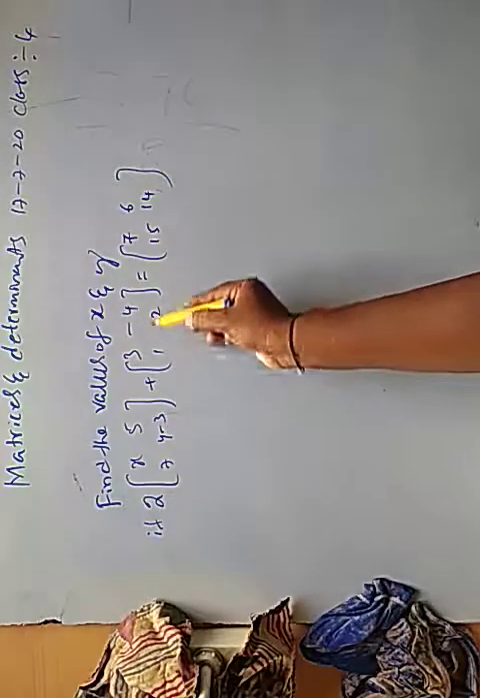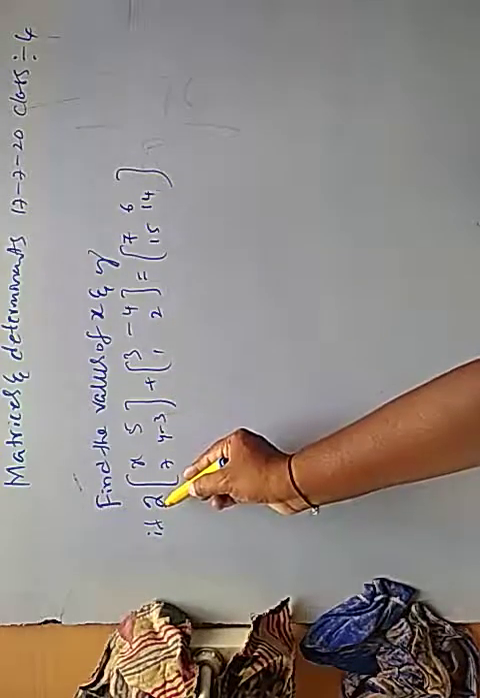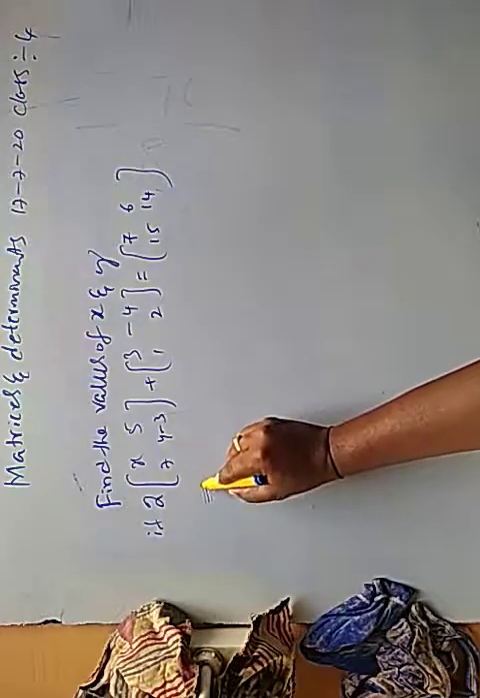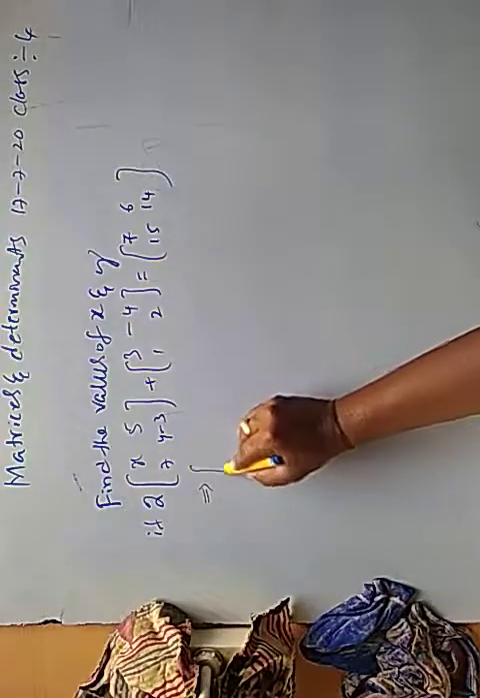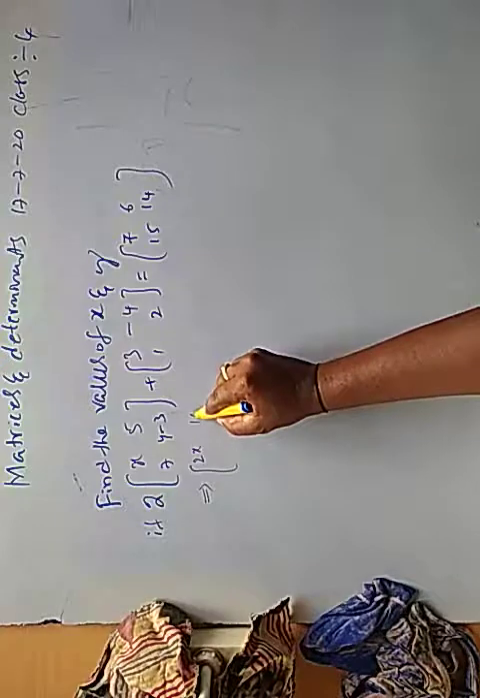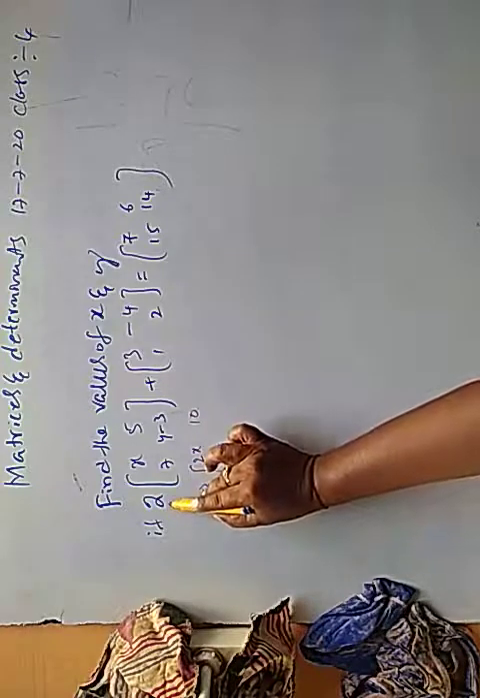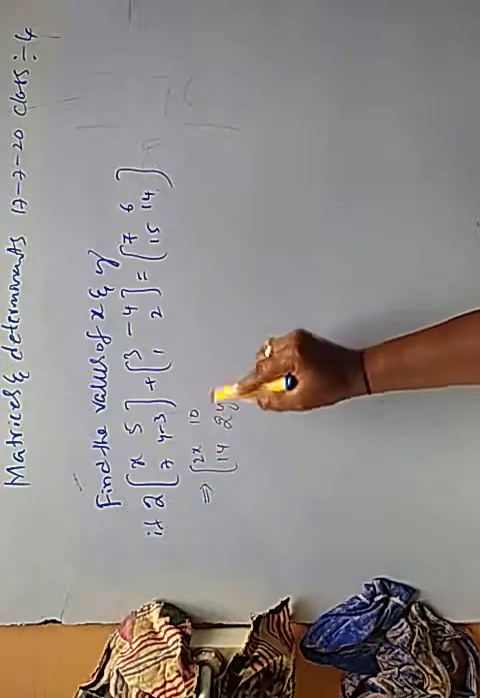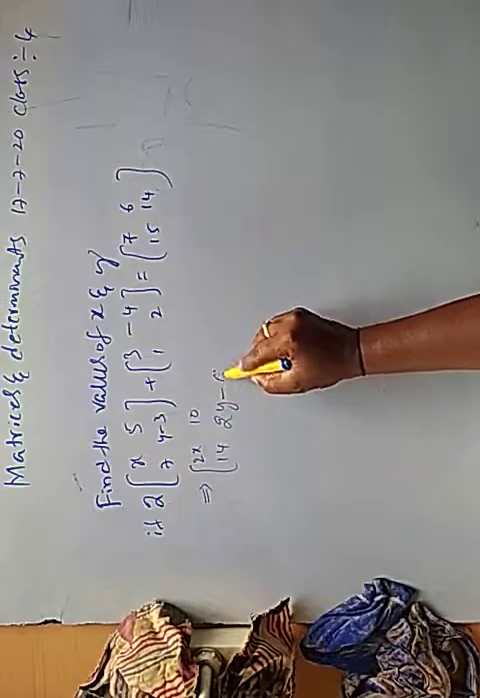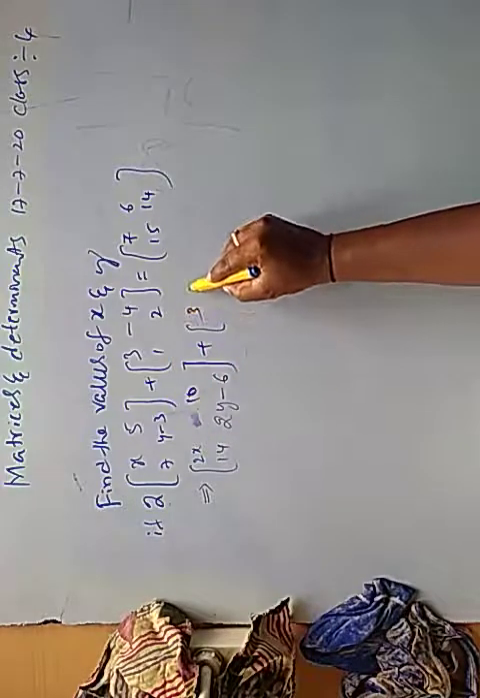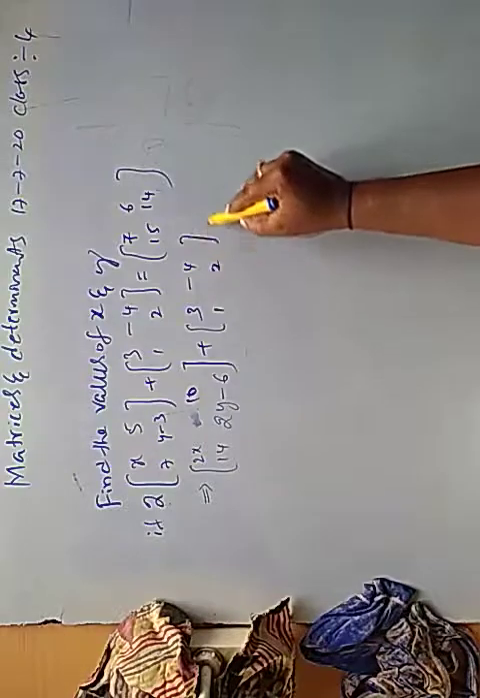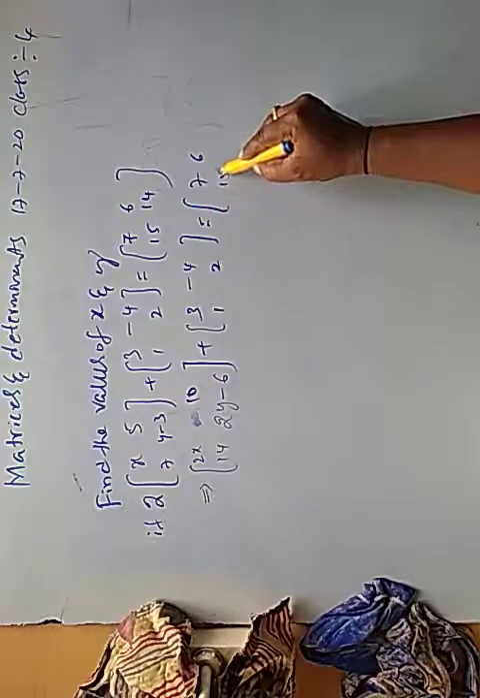Before addition of these two matrices, the outside 2 is there. This is not a problem number. 2 times the first matrix. So, implies, don't use equal because the equal symbol is already there. 2x, 10, 14. Multiply this 2 with y, we get 2y. Multiply this 2 with 3, we get 6. Plus 3, minus 4, 1, 2 is equal to 7, 6, 15, 14.